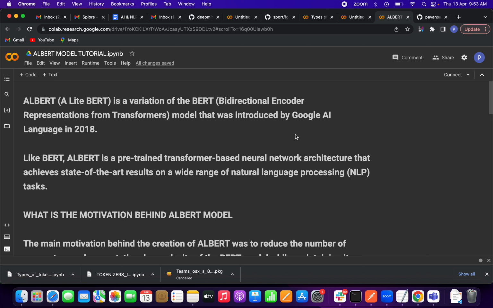Today I am discussing in this video the Albert model. Albert is a transformer model which is a light version of the Bert model. I think you guys have heard of the Bert model in NLP, which is a very famous model proposed by Google. This Albert model is an advanced version of the Bert model.